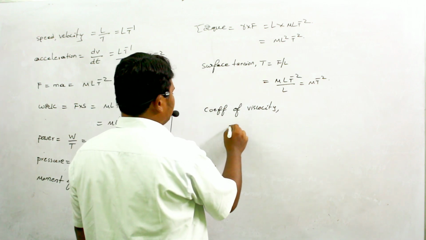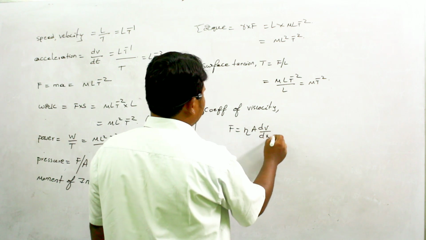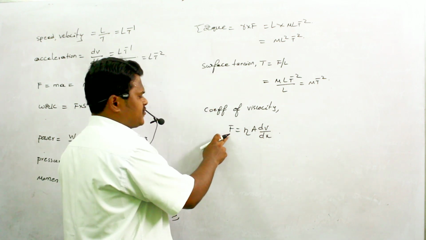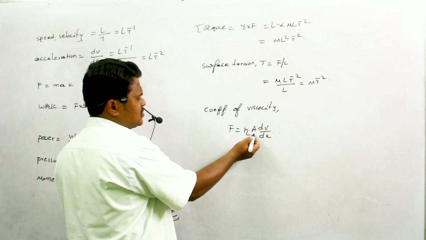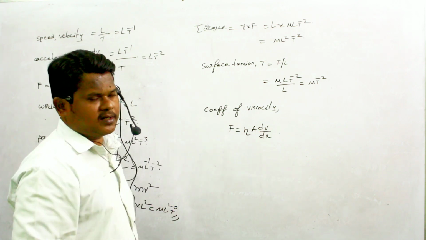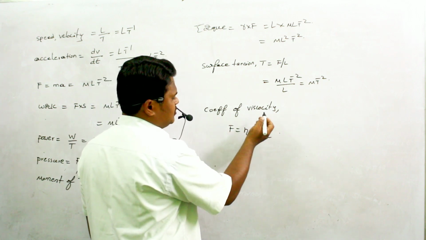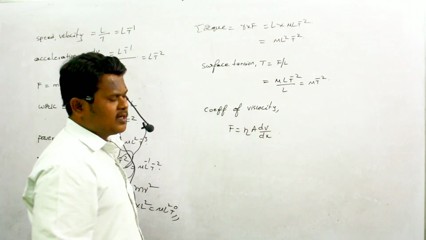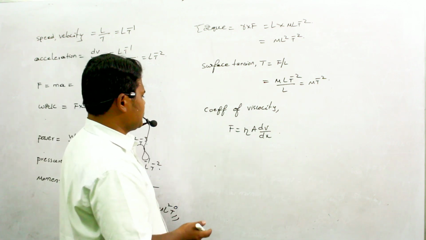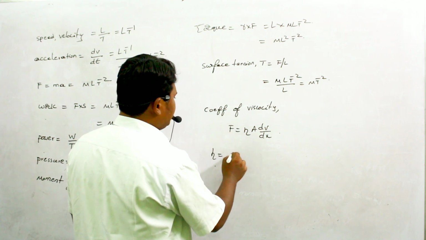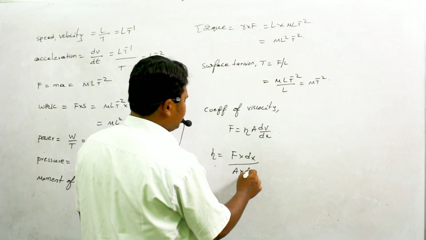Now if we calculate the dimension of coefficient of viscosity, here we have a formula F is equal to eta A dv divided by dx. The viscous force between two layers of liquid is equal to eta into the surface area of the layers which are touching, and the change in velocity with distance between two layers of a liquid, and that is called the force of viscosity. So here eta I can write as F into dx divided by A into dv.